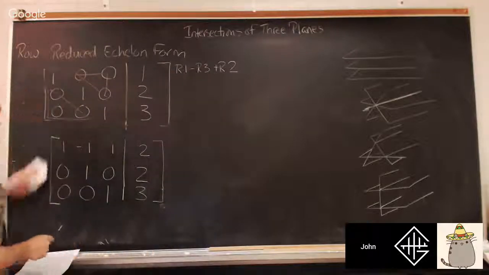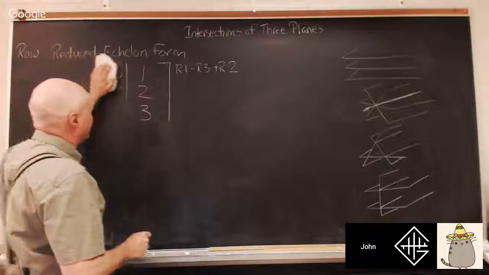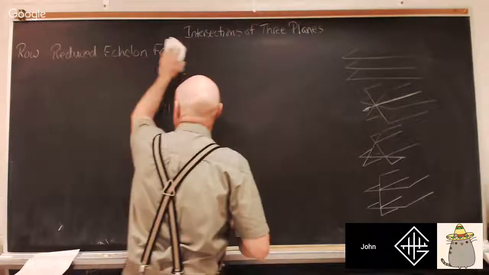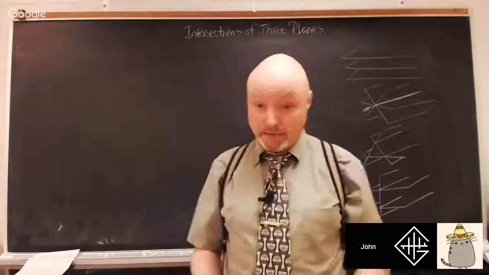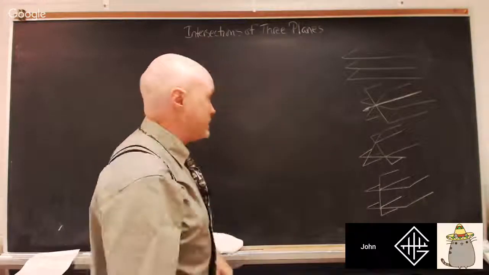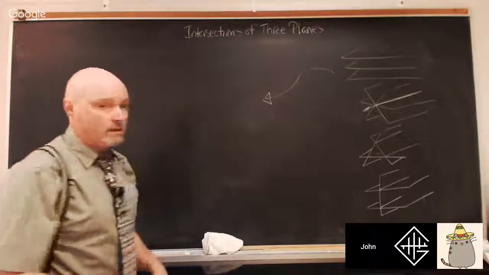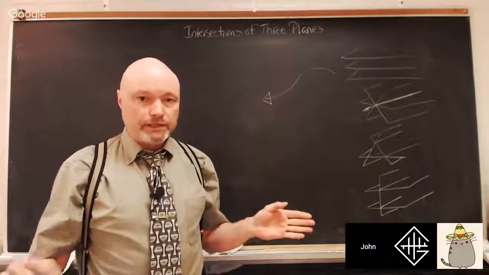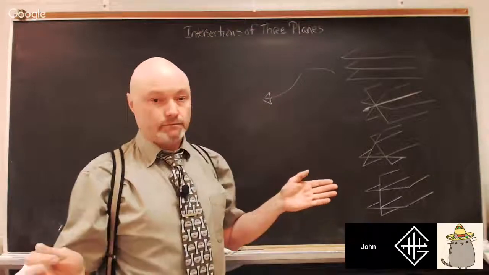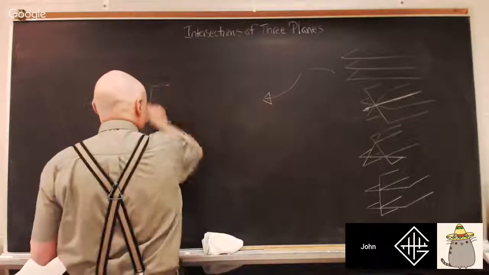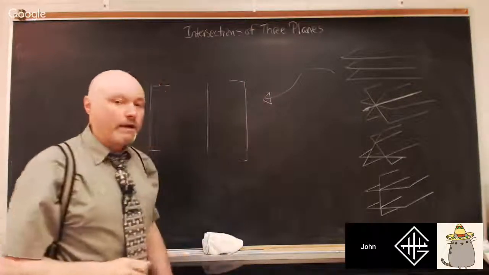Okay, now we're looking at weird cases of planes intersecting, and we're going to look at how to identify those cases. So, let's do this one. Absolutely no intersection of the planes at all. They're all parallel, okay? So, you can actually spot this one right out of the gate.